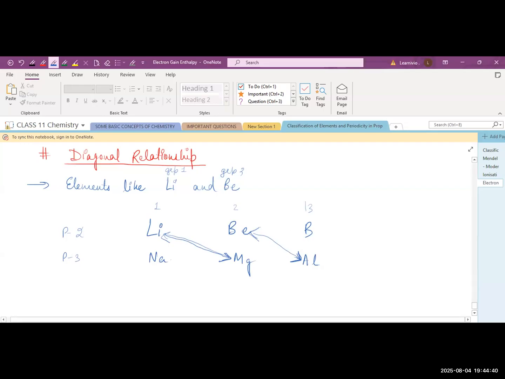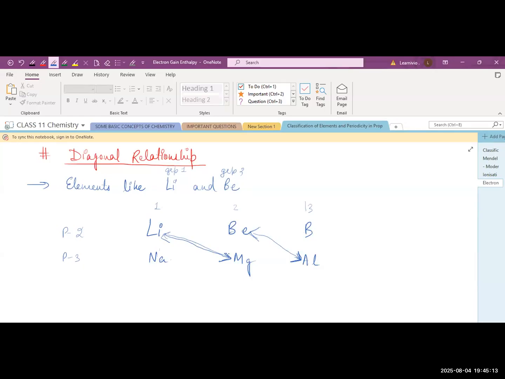See, if you come from this side to this side, from magnesium to this side, the size is increasing. And as we move from top to bottom, the size also increases. So basically, diagonal relationship exists due to the identical size of ions. So the sizes of lithium and magnesium are slightly identical, not exactly the same. I will not tell you they are exactly the same, but they are identical to some extent.